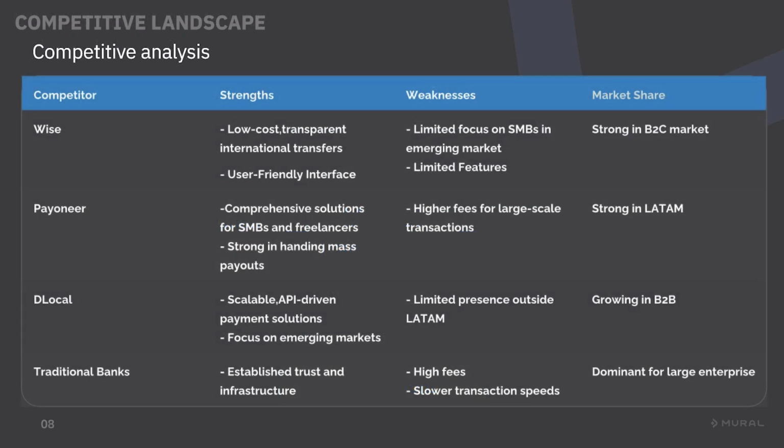In our research, we look really closely at the main players in the market to understand their strengths and weaknesses. For example, Company Wise offers low cost and easy-to-use service, but doesn't focus much on small business in emerging markets. Company Payoneer is great for SMBs and freelancers, but it has higher fees for larger transactions. Company dLocal is famous for its scalable API-driven solutions, and it is pretty strong in the Latin market, but its presence outside this region is limited.